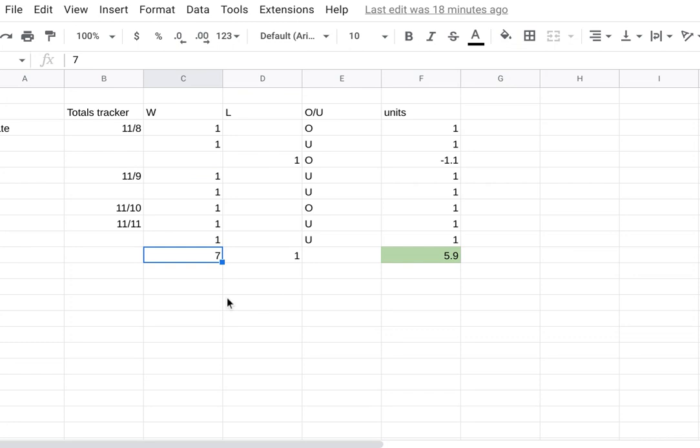So we started tracking it November the 8th, which was about 4 or 5 days ago, and really solid results, you can see here. What's interesting too, we only had 3 overplays, and one of those lost, and all the unders that we played so far have won. 7-1, 5.9, and I just used minus 110 for the loss there.